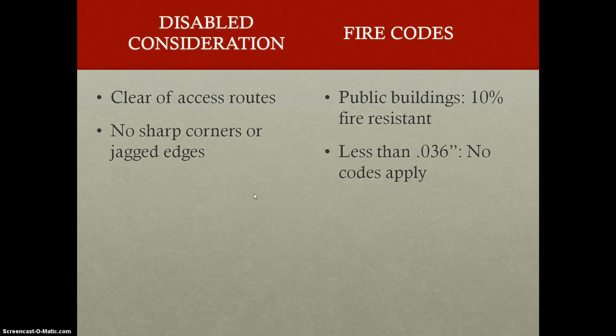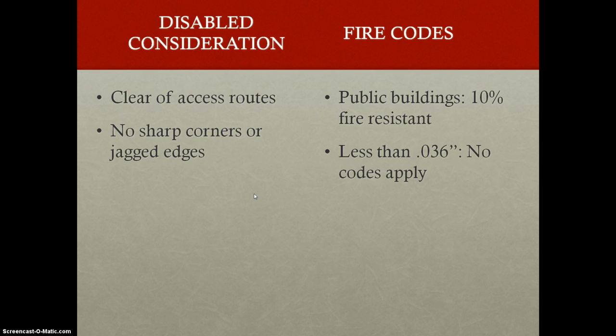As far as ADA is concerned, the guidebook says that all moldings should be clear of access routes and traffic patterns. Basically, that just means that you need to have free access and easy transition for wheelchair access in and out of a space. So you want to make sure that the trims and moldings don't interfere with that. Also, you don't want to have any sharp corners or jagged edges, just for protection and safety purposes.